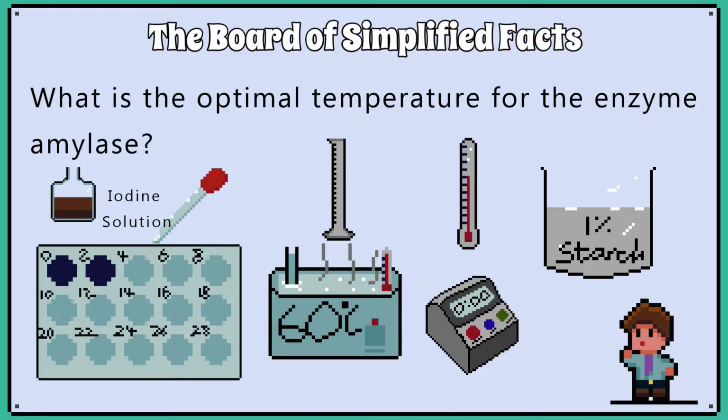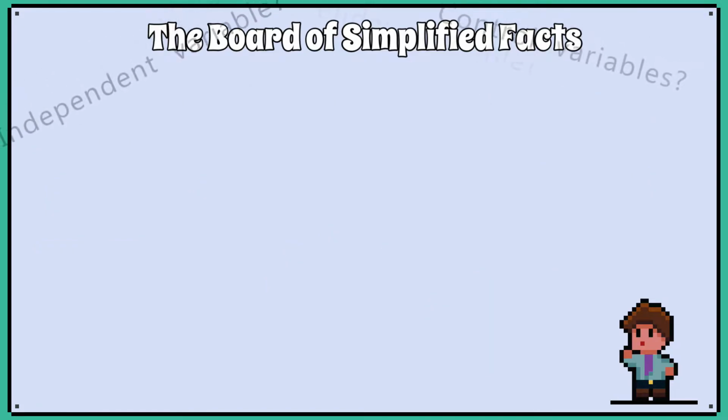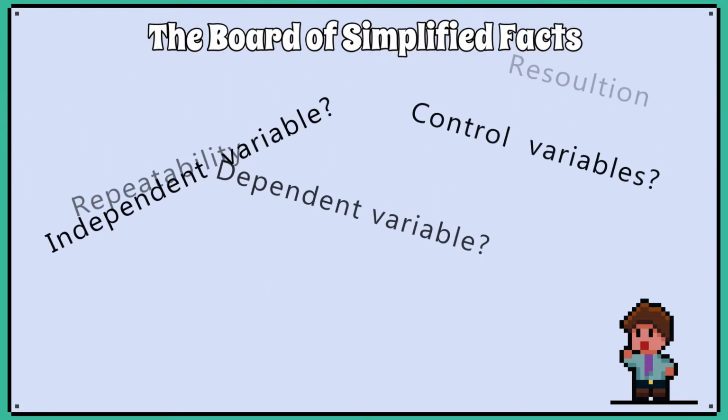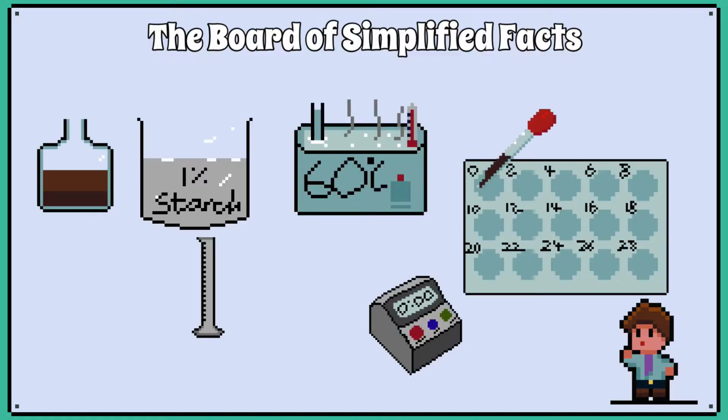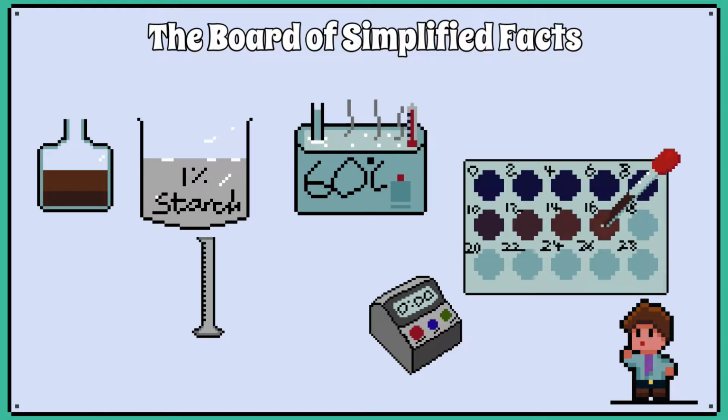This WJEC specified practical investigates what is the optimal temperature of the enzyme amylase. We will go through some potential questions they could ask in an exam and the scientific terms you should be using when discussing this practical investigation. We won't go through the method, but the illustration should help remind you of how the practical is conducted.